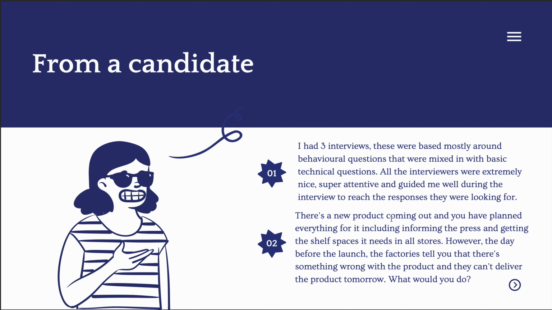There's one of the questions she said I wanted to share. There's a new product coming out, and you have planned everything for it, including informing the press and getting the shelf space it needs in all stores. However, the day before the launch, the factory tells you that there's something wrong with the product and they can't deliver it tomorrow. So, what would you do?